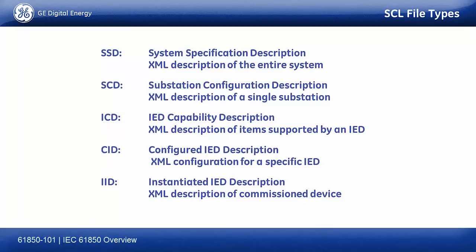And 61850 defines a bunch of file types, right? And they're all XML files that do different things and have different purposes and may be subsets of other files, right?